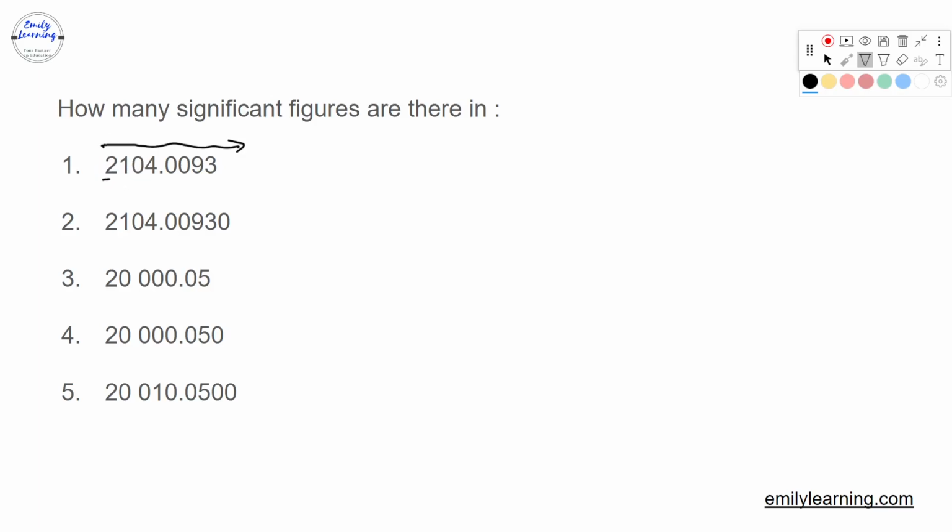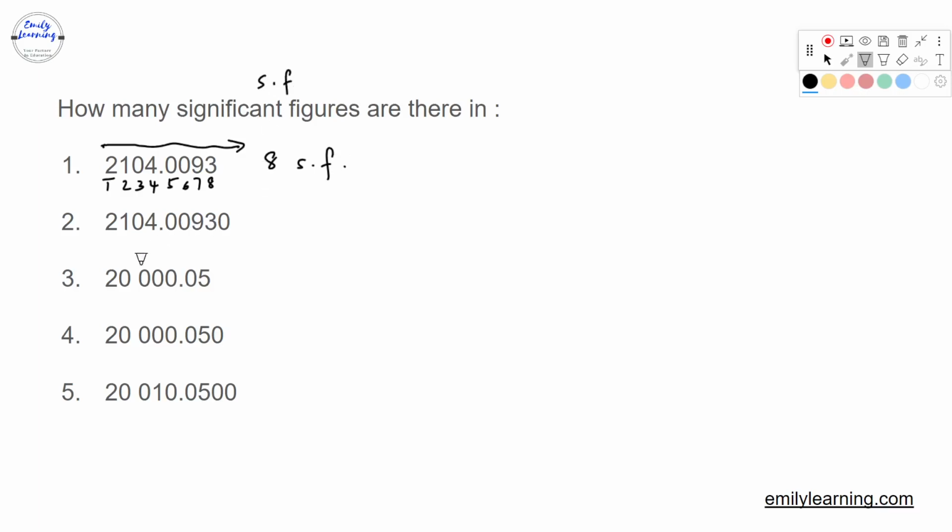So this is the first number on the left. It is non-zero, right? So we start counting significant figures here. This is a significant figure. This is the second significant figure, third, fourth, fifth, 6, 7, 8. So there are 8 significant figures. Moving forward, I'll write significant figures as SF.